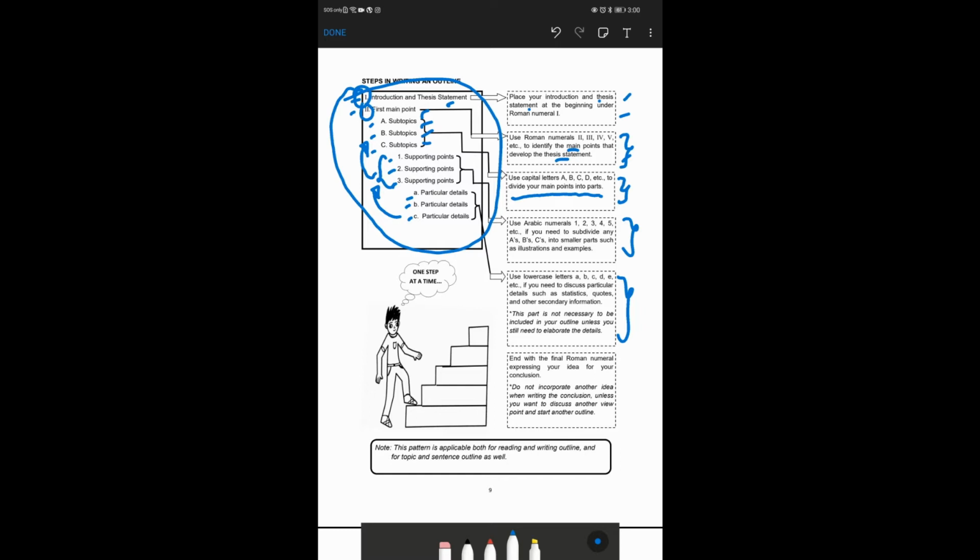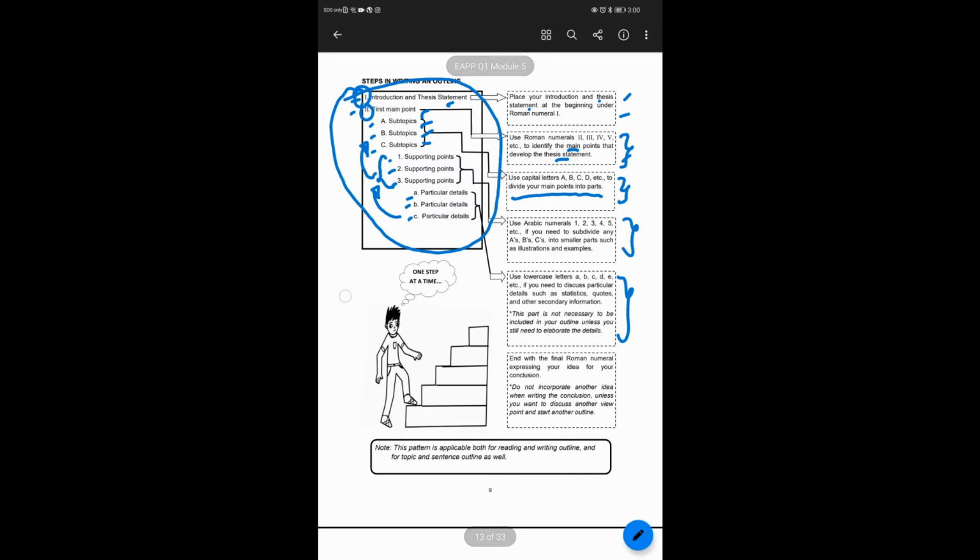Okay? So, halimbawa, ang topic mo ay gadgets. So, from gadgets to the most specific. Halimbawa, smartphones. So, ganun yung gamit ng outlining. Okay?